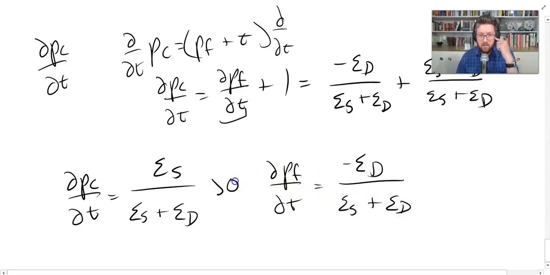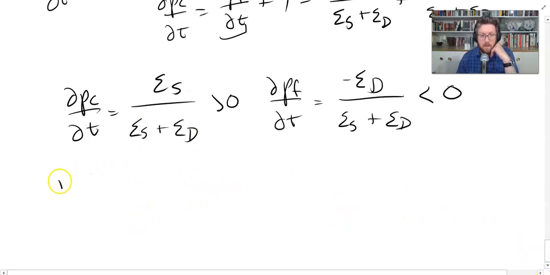This thing is greater than 0. This thing is less than 0. So the price firms receive goes down when a tax gets imposed. The price consumers pay goes up. Not surprising. But notice that they each depend on the elasticities in this kind of important way. And the easiest way to see is sort of imagine the extreme case.